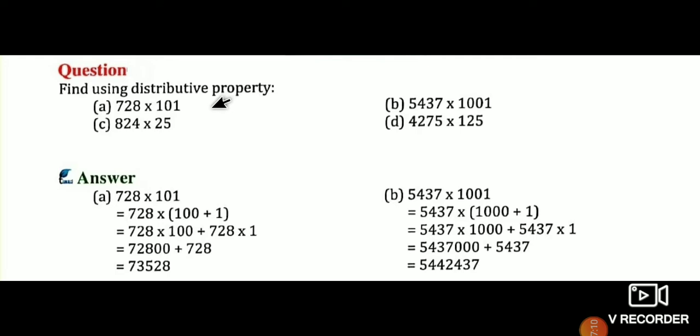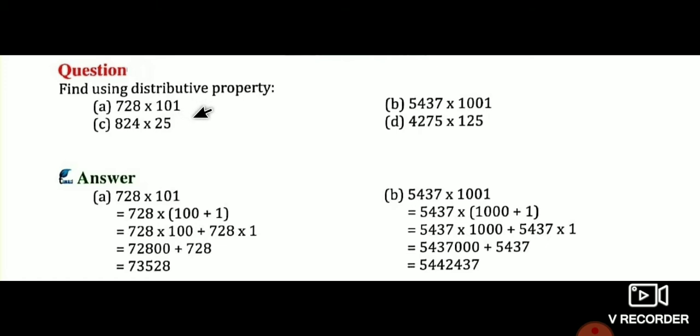Next one, find using distributive property. You have to find the given problems using distributive property. A, 728 into 101. B, 5437 into 1001. C, 824 into 25, and D, 4275 into 125. You have to find the given solution using distributive property.